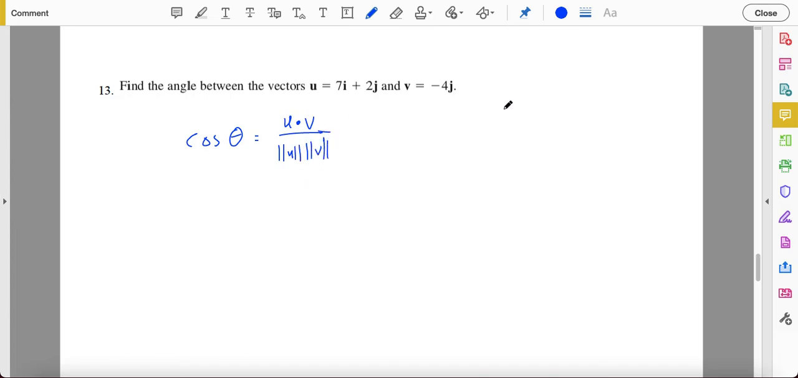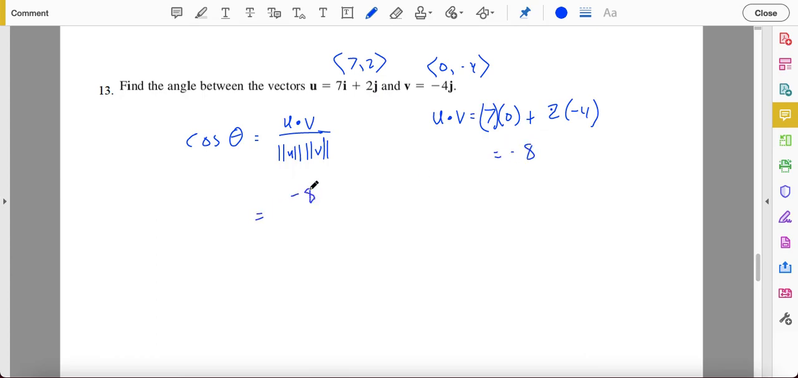We need three things. First, we need a dot product, u dot v. So that is the product of the x's. That'd be 7 and 0. Notice how there is no x for this one. So it's 7 times 0 plus, remember this one can be rewritten as 7 comma 2 and v as 0 comma negative 4. Remember, there is no i term, it's only a j term. So that's where we get 7 times 0 plus 2 times negative 4. So we get negative 8. So negative 8 is our dot product, so we can substitute that in. So negative 8. All right, now we need magnitude of u and magnitude of v.